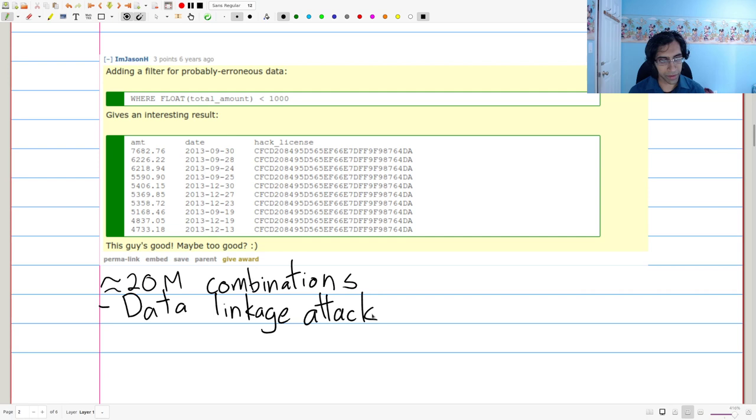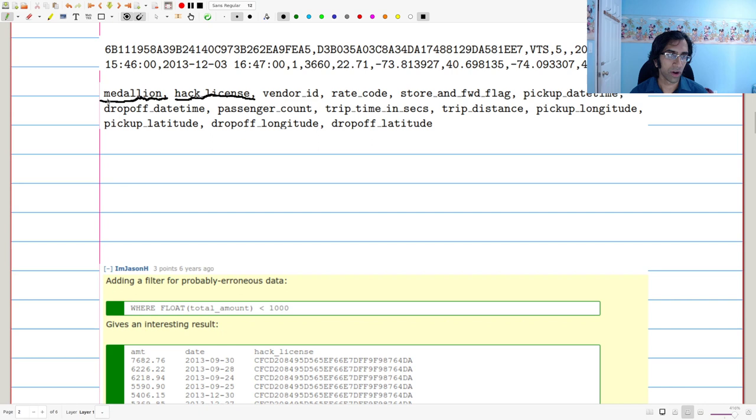So what is a data linkage attack? It's essentially finding another data set which you can link with this data set to reveal some important information. For example, if you don't know who is behind medallion number 12345, then you just know that there's someone with medallion number 12345 who did all these trips. That's not really that bad, in the sense that maybe you don't know who this is. It could be anyone. However, what Pandurangan was able to do is take another data set which maps individual names, like their real life names, to their medallion numbers as well as license numbers. So there's the real privacy violation.